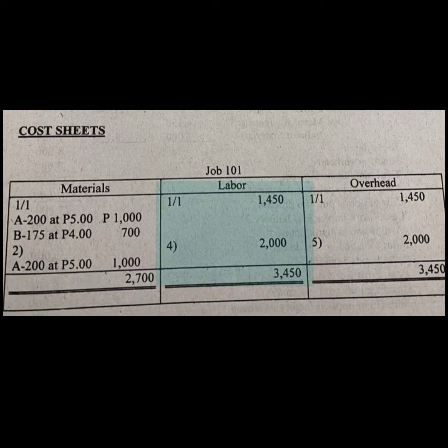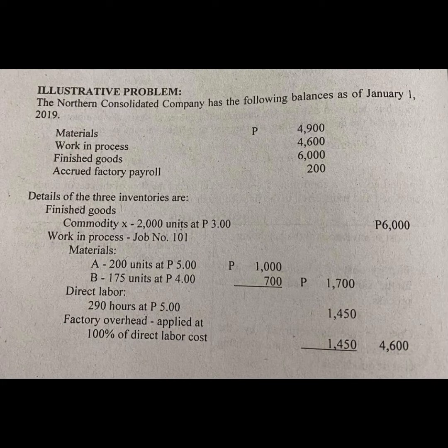For the direct labor, we have 1,450. This 1,450 is the direct labor for Job 101, which is 290 hours at 5 pesos. So, 290 hours at 5 pesos equals 1,450.